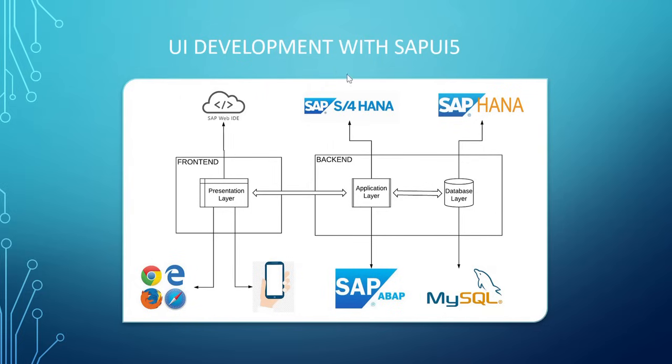Now, UI development with SAP UI5. Here, if you see, that is the front-end layer. It will be built by using SAP UI5. Either you can use Visual Studio, SAP Web IDE or BAS. I will use the BAS system, so we will test applications there only.